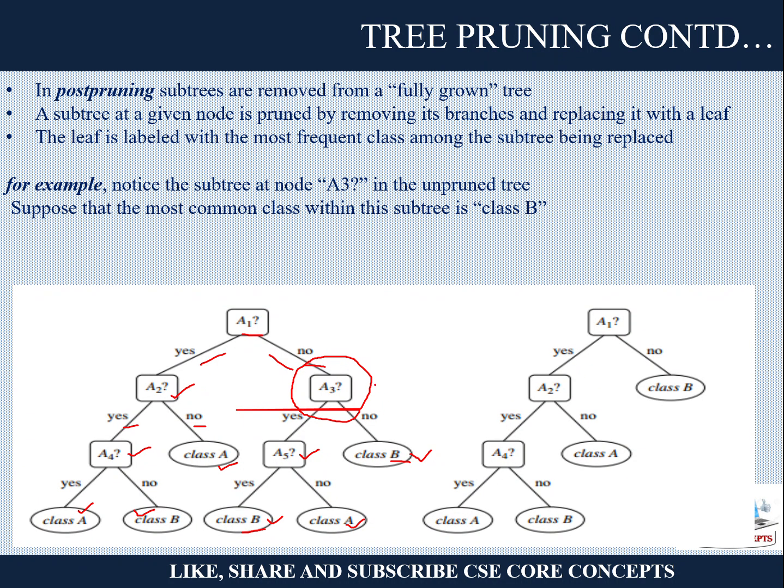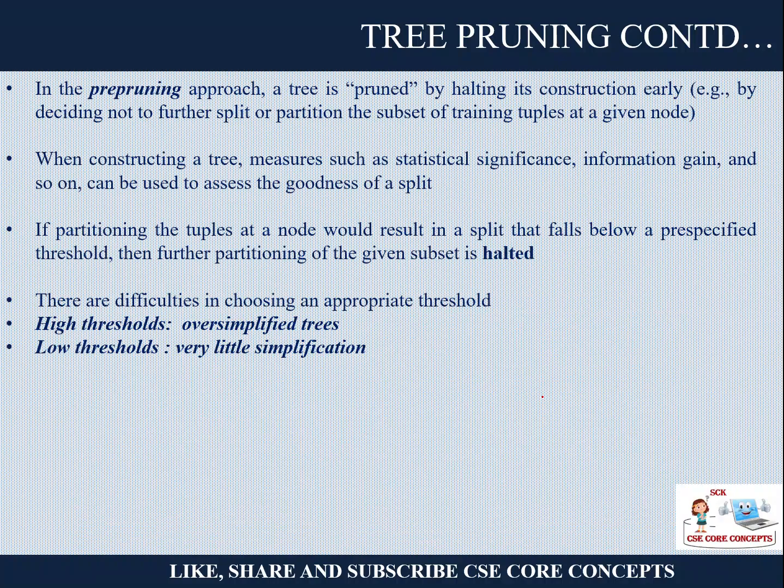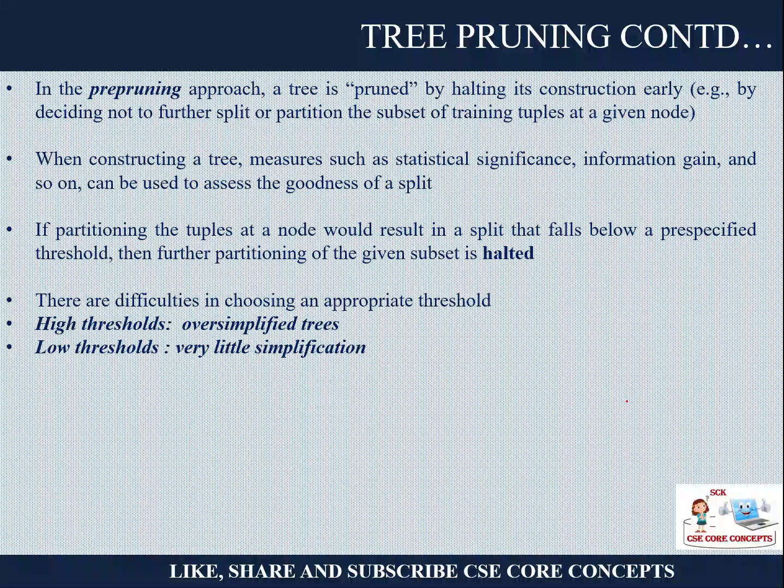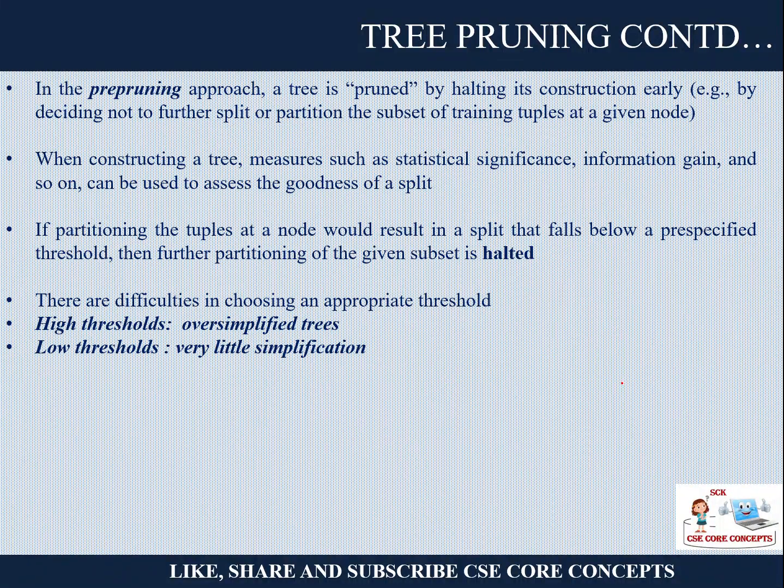If you want, you can remove this node A3, and if the A1 decision is no, it simply belongs to class B, because maximum times it was belonging to class B. So you don't need to split again further, and you get a pruned version of the tree. I am showing this at a second and third level, but actually it is not so. That is why I told you very high thresholds mean oversimplified trees.